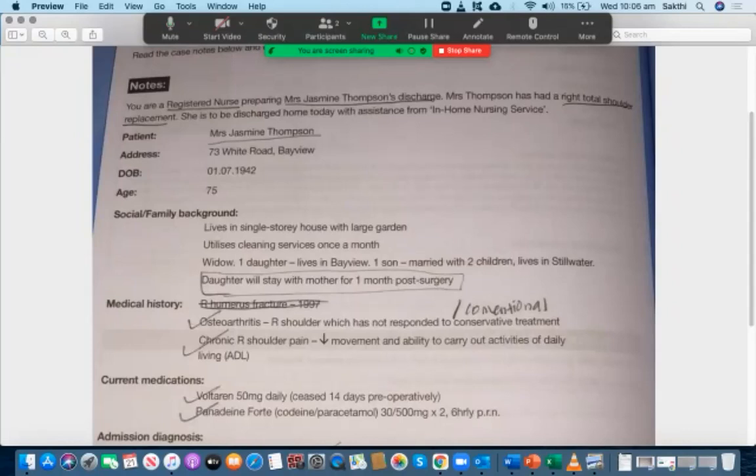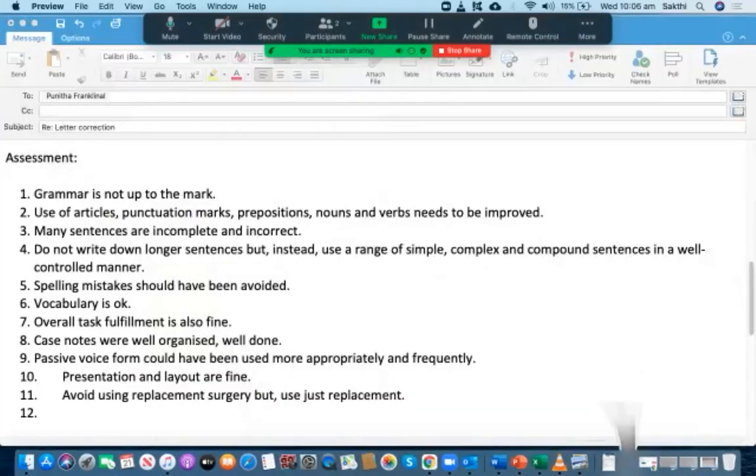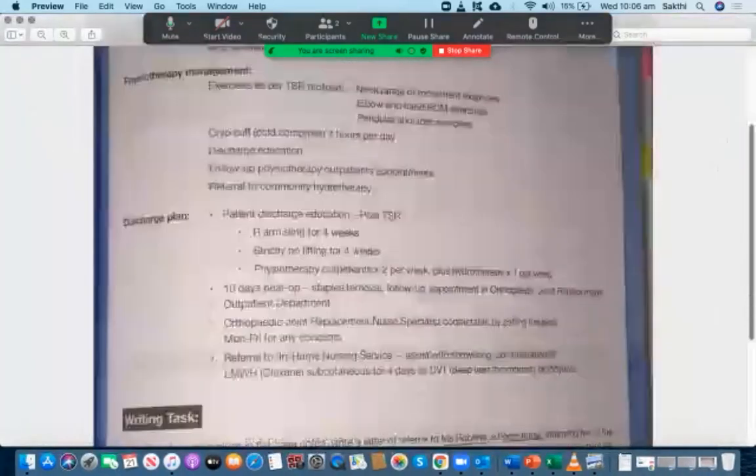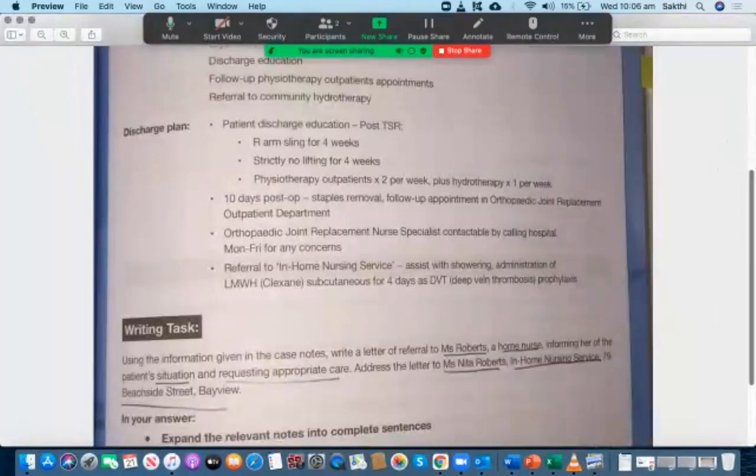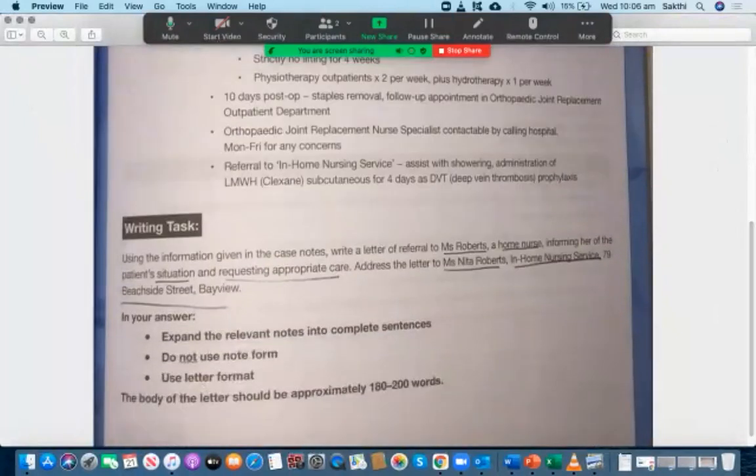They're going to take care of her, I believe. Yeah. Okay, just a minute, let me have a look at the writing task. Using the information given, in the role of a home nurse, informing her of the patient situation, requesting appropriate care.